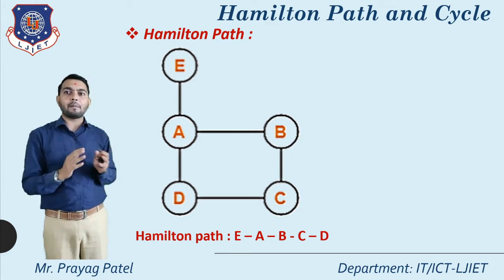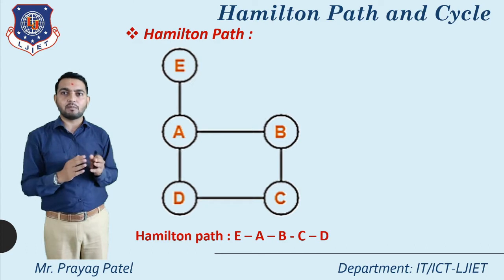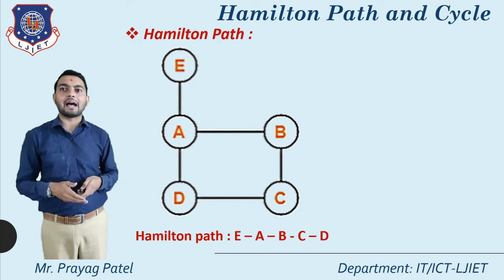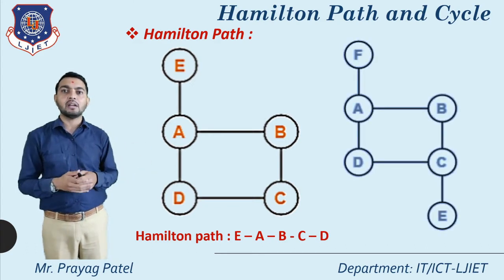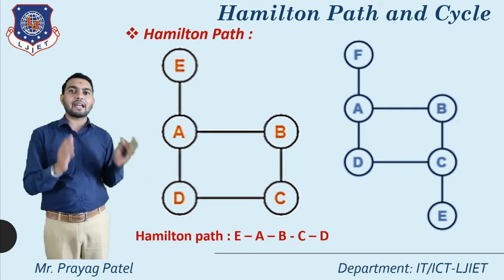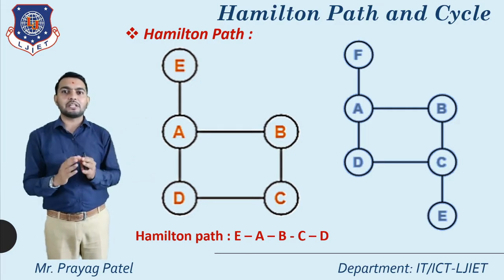Now in any graph more than one Hamilton path is possible. So this is one example of how we can find the Hamilton path. Now consider the second figure. In the second figure, is a Hamilton path possible or not?